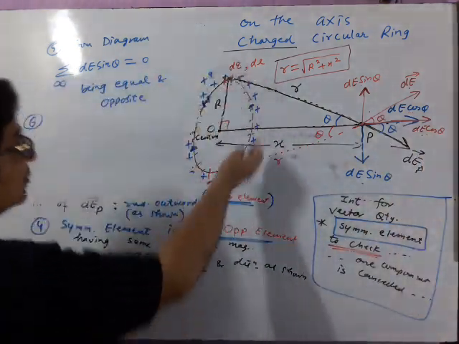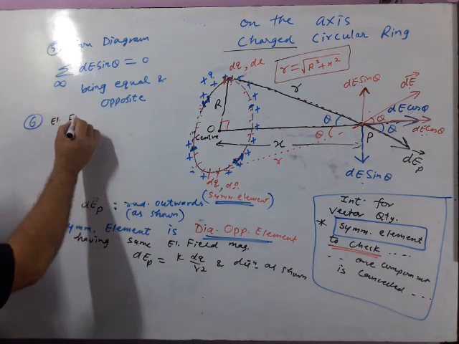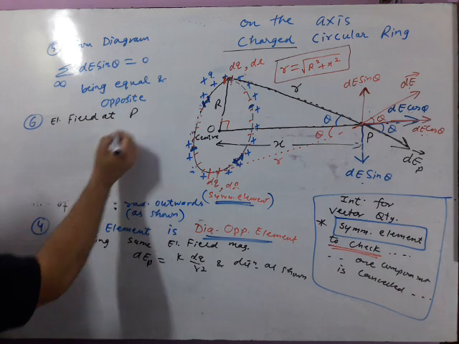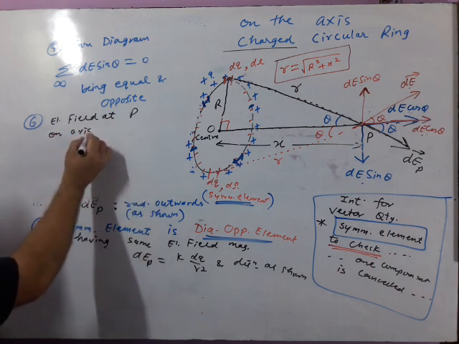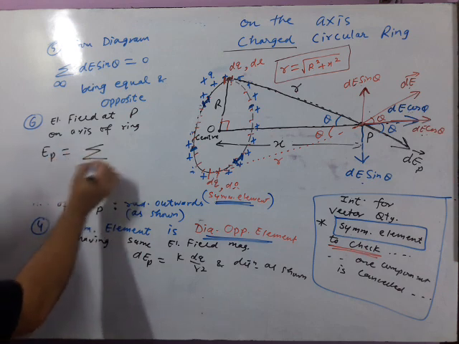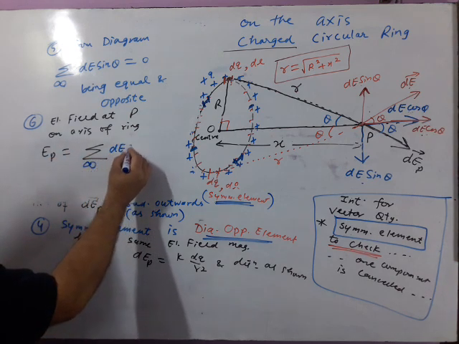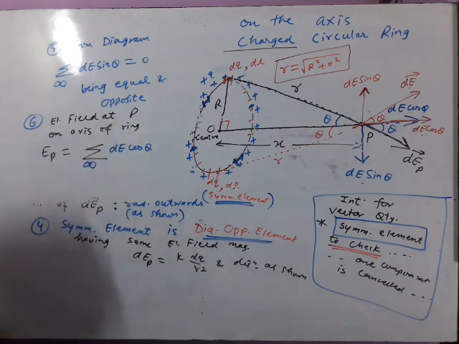Since we are finding for the ring, we will say the final electric field at P on the axis of the ring will be the summation of all the infinite cosine components, dE cos theta.